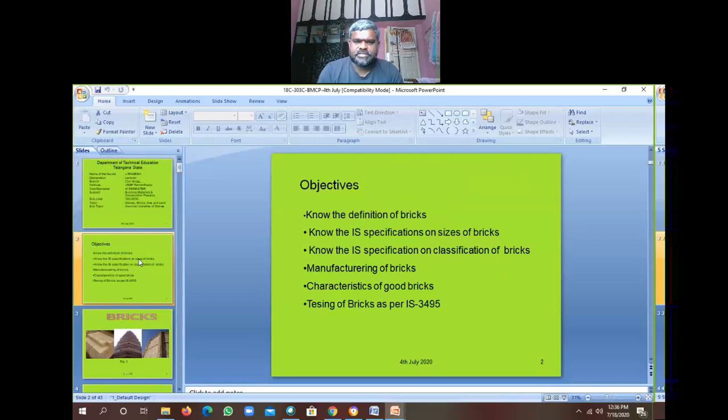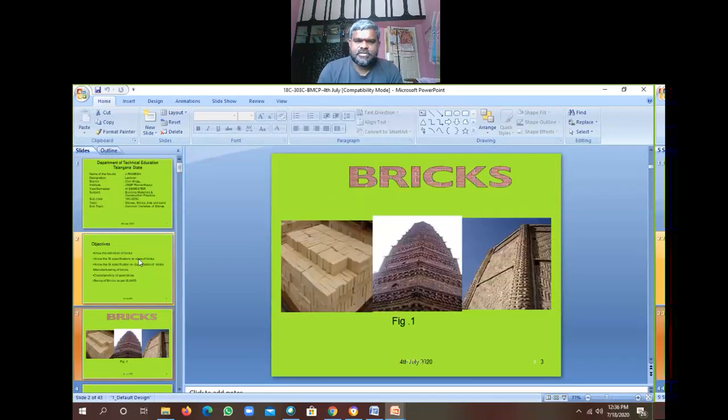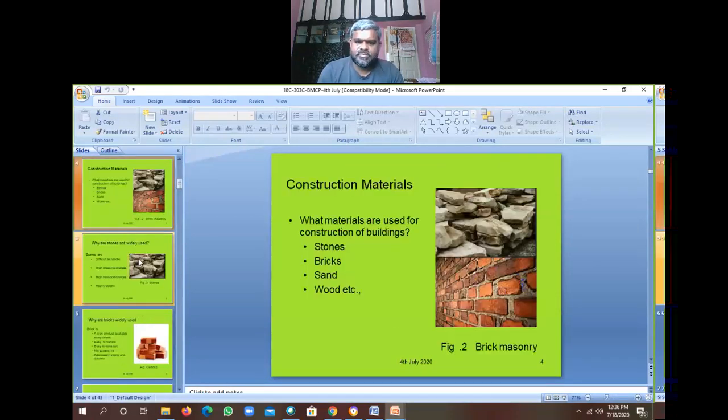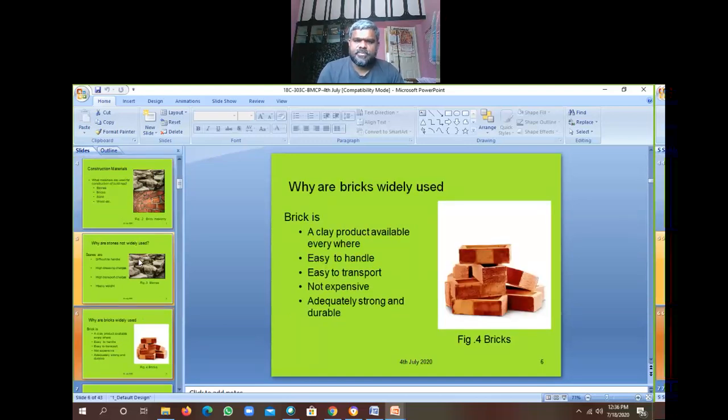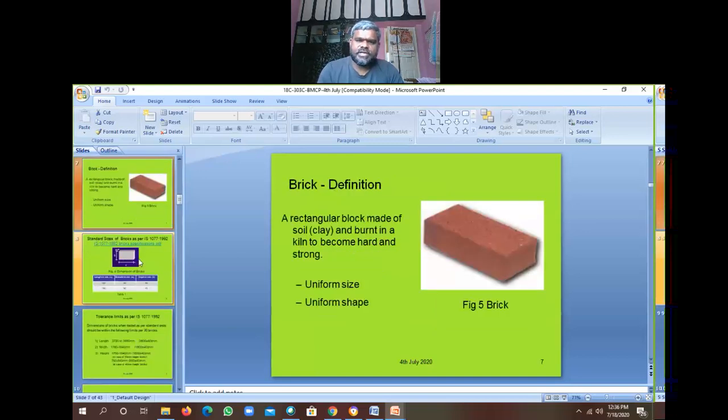Next, definitions of bricks we have seen. Bricks are also construction materials, and highly used. Brick is a clay product available everywhere, easy to handle, easy to transport, not expensive, adequately strong and durable. A brick is a rectangular block made of soil and burnt in a kiln to become hard and strong. It has uniform shape and size.